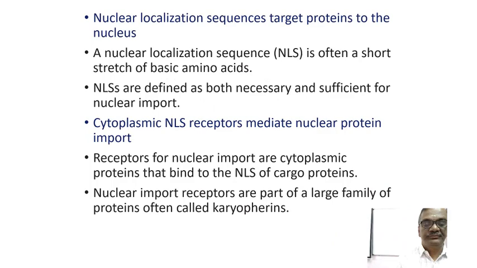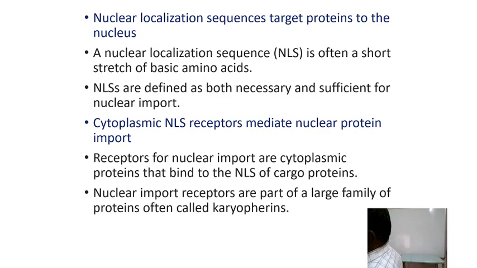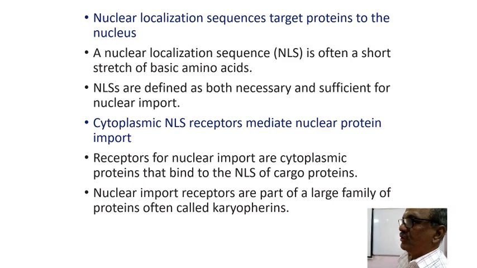Nuclear localization sequence targets the proteins to the nucleus. NLS is often a short stretch of basic amino acids. Similarly, for each and every organelle in the cytoplasm, there is a localization signal. If you want to transfer only to the chloroplast, or only to the mitochondria, there are sequences. For example, if you are doing chloroplast transformation, you are inserting a foreign gene into a vector and transforming it into a plant, and you want it to express only in the chloroplast. So what should we do? We should attach that particular chloroplast-specific signal to the foreign protein which is to be expressed only in chloroplast tissues.